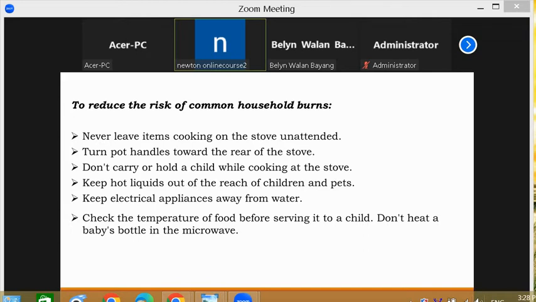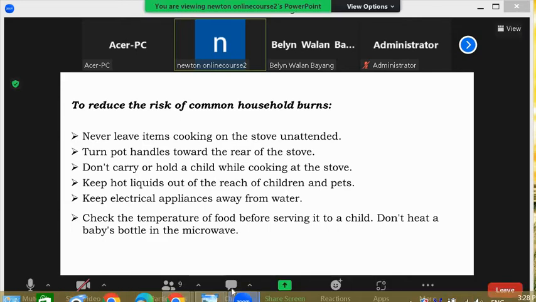Keep electrical appliances away from water. That is very important. If an electrical appliance touches the water, again burns will happen. If you are providing any food to the baby, you have to check the temperature of the food first. Also, if there is a baby's bottle, do not reheat it in the microwave.